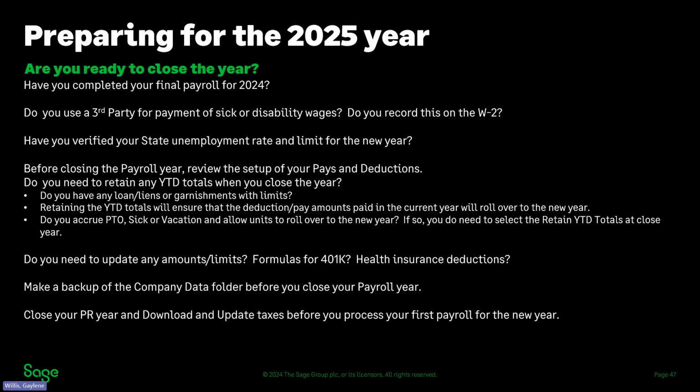Now, before we close the year, you want to review the setup of your pays and your deductions. Do we need to retain any year-to-date totals when we close that year? There's a checkbox, and if that box is not checked, then that item will not be rolled over. Retaining the year-to-date totals will ensure that whatever it might be, deduction or pay, paid in the current year will roll over to the new year. For payroll, you typically see this done on your accrual pays, your PTO, your sick, or your vacation.